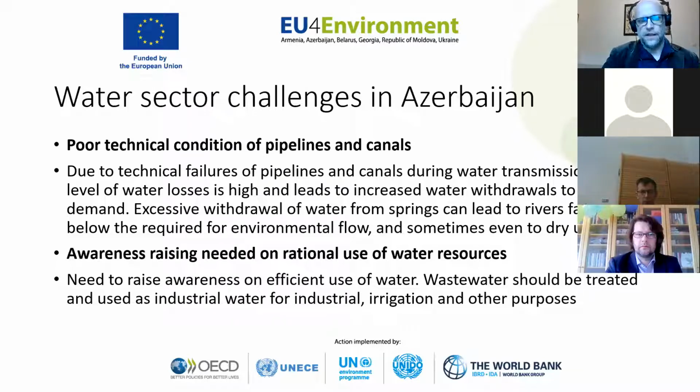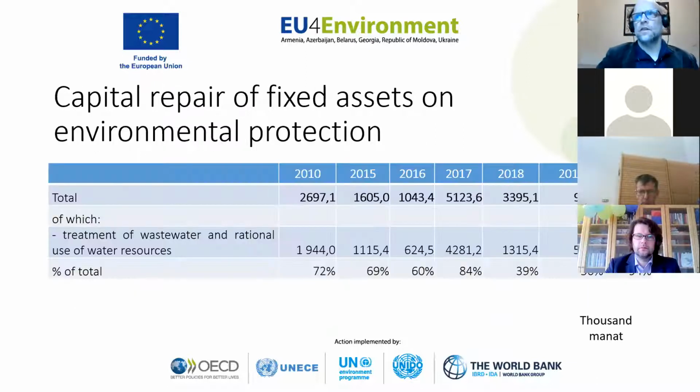Awareness raising is needed. This is something that's recognized in the strategy, to increase awareness on the rational use of water resources. This has to be communicated to citizens, but also to industry and to users of irrigation water, to farmers and farming associations.